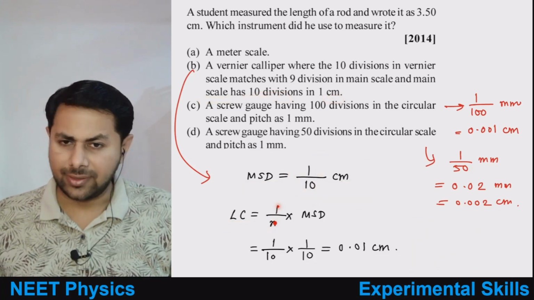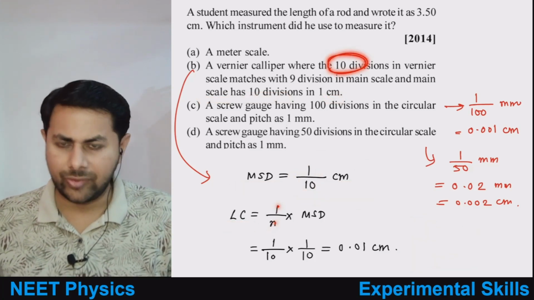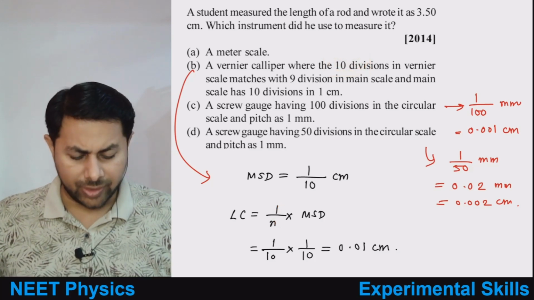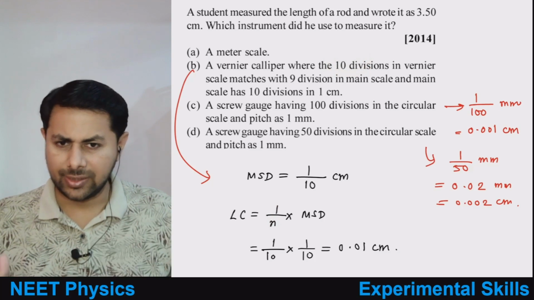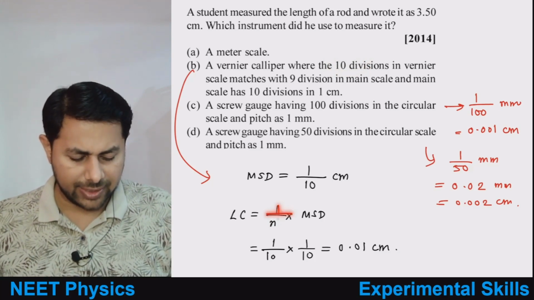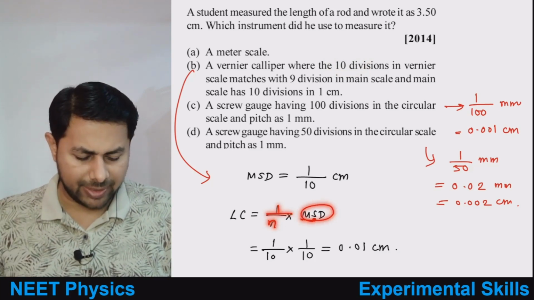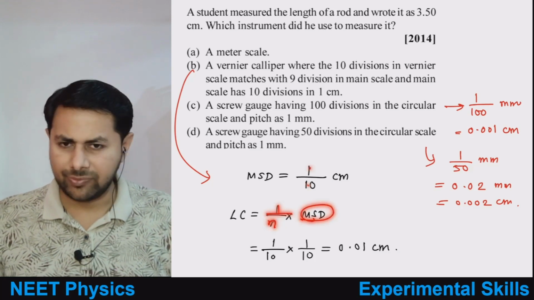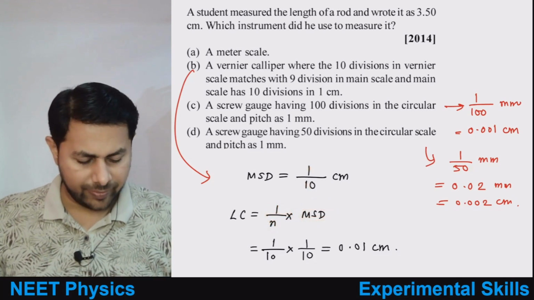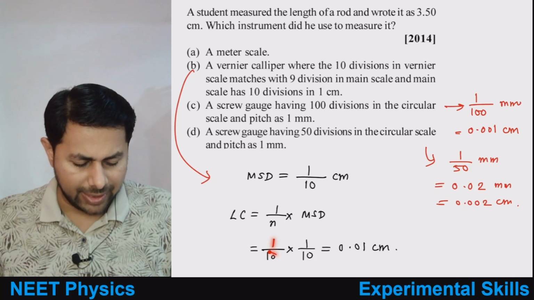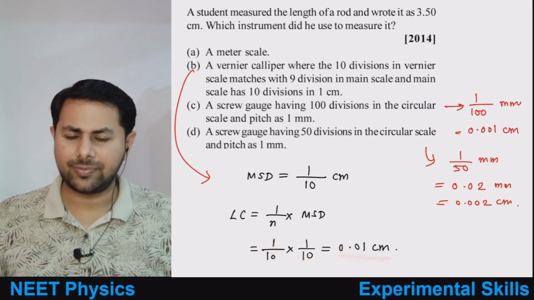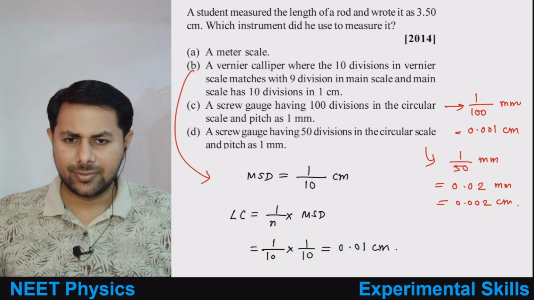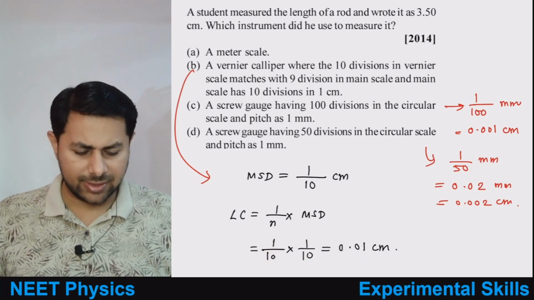So 1 by n, and they say that the number of divisions of the vernier scale is 10, matching with 9 divisions on the main scale. So in that case it's 1 by 10 of MSD, and the MSD you calculated is 1 by 10 of a centimeter. So 1 by 10 times 1 by 10 of a centimeter means 0.01 centimeter. Is this clear?